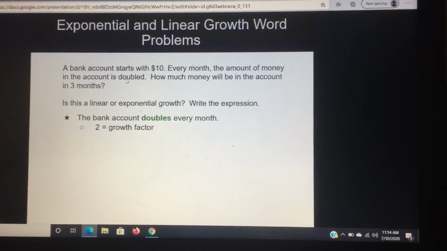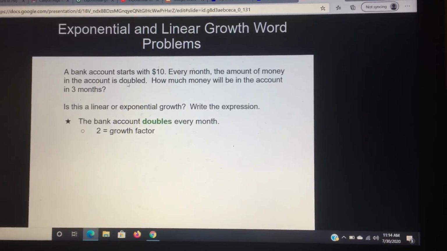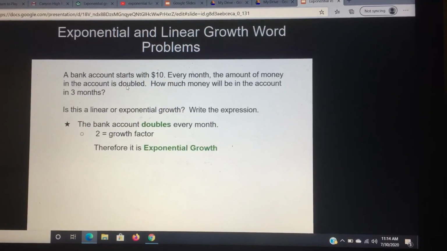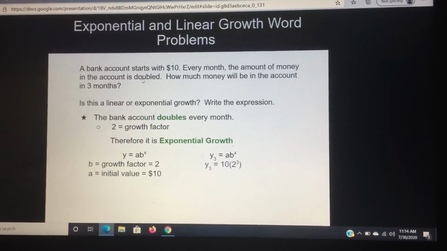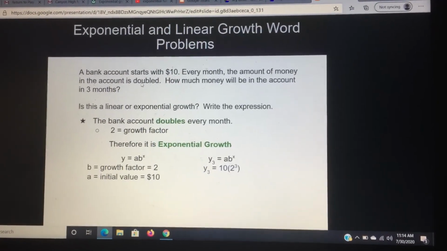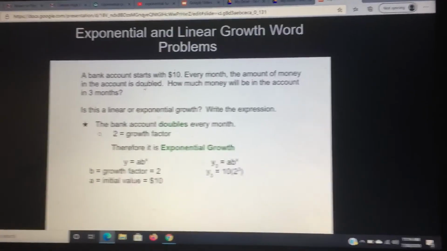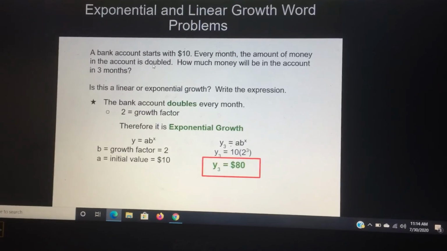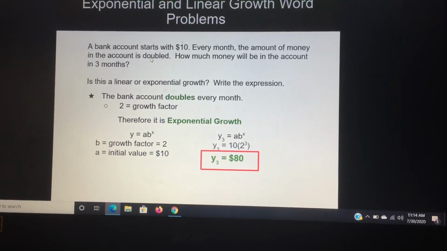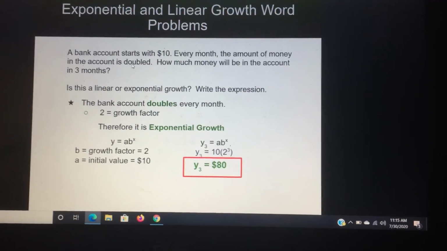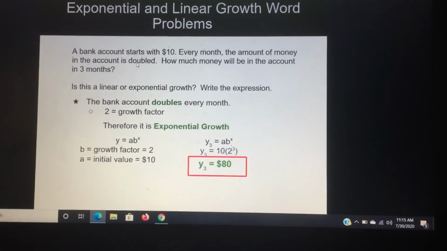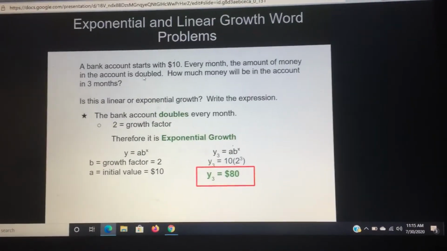And the bank doubles every month, so the growth factor is 2. Therefore, it's exponential growth. If we use our equation, put it in where the growth factor is 2 and our initial value is 10, solve for our equation, and we get that after 3 months, you will have $80 in the bank after starting off with 10. Not too shabby.